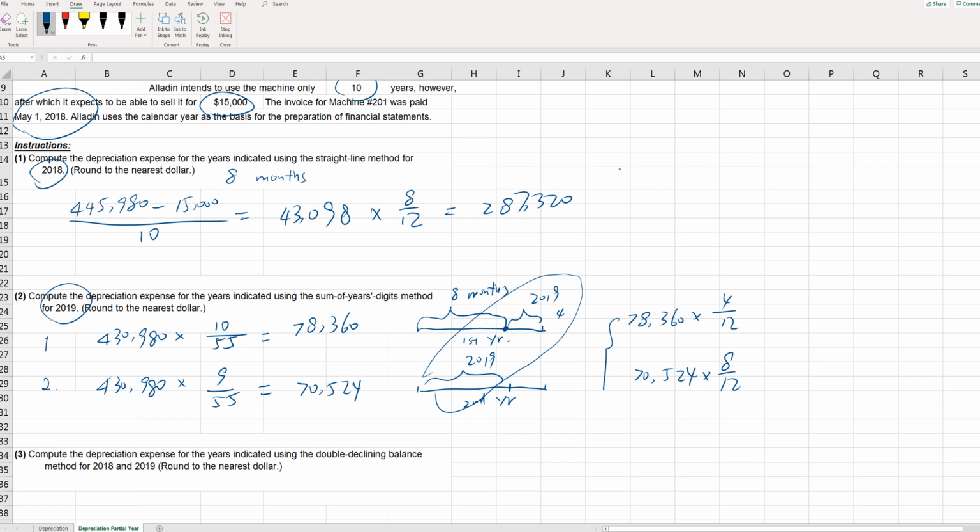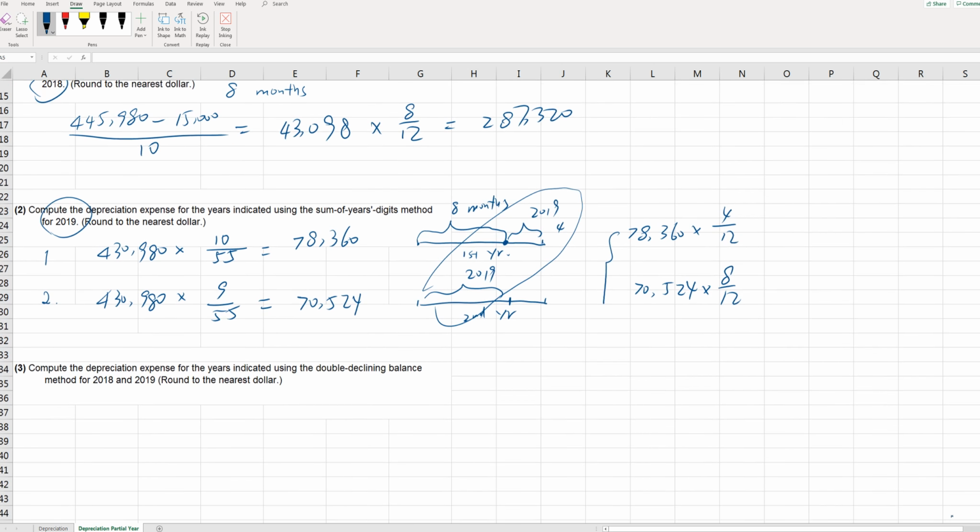And finally, it's going to be DDB, 2018 and 2019 together. All right. So for DDB, we can follow the same logic here. We're going to solve the first year depreciation, second year depreciation, then separate 8 months, 4 months, and put them together to get those numbers. Or we can do the following and solve these problems directly.